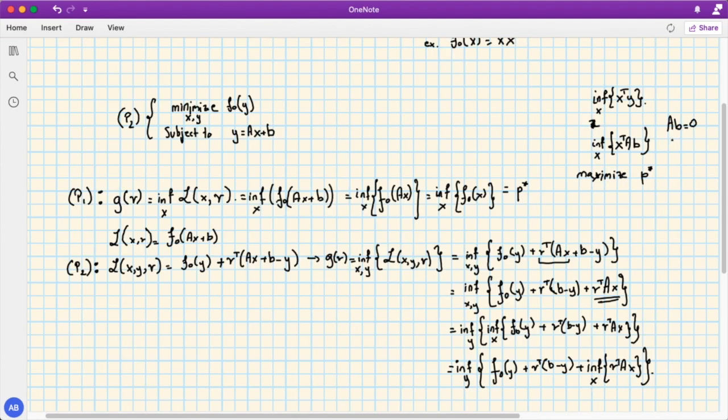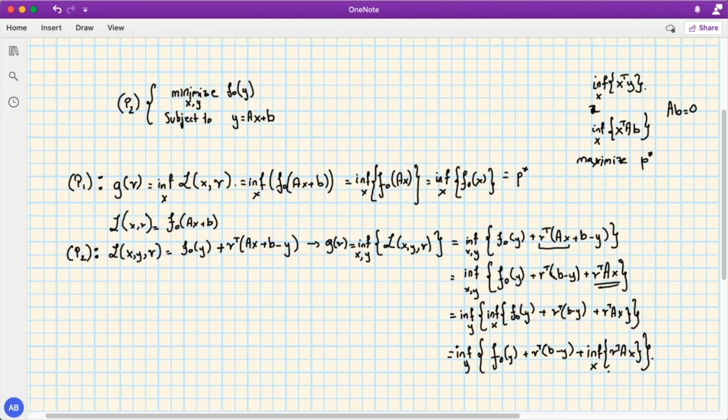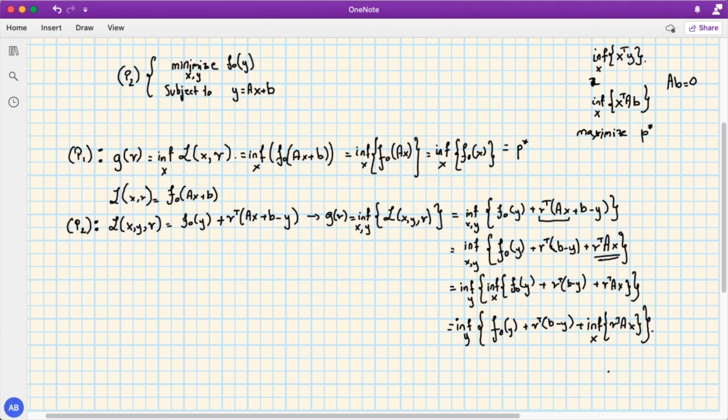Well, we will be interested in such a case because guess what? When nu transpose A is not 0, that means this thing is minus infinity. And then when you go back over here, g of nu, you're going to have to maximize this thing to formulate the Lagrangian dual problem. And it's not interesting. What's the point of maximizing minus infinity? There is nothing to do, right? So let me go back down here.